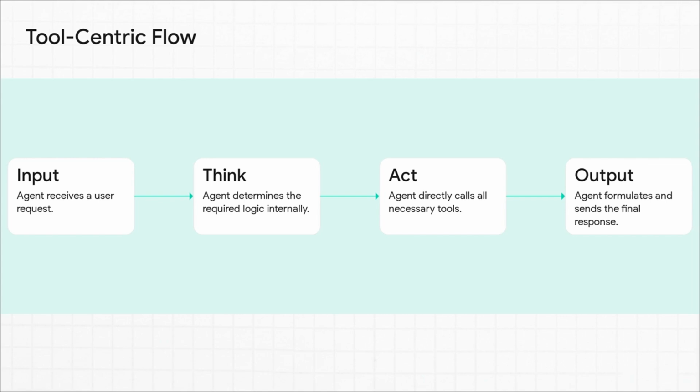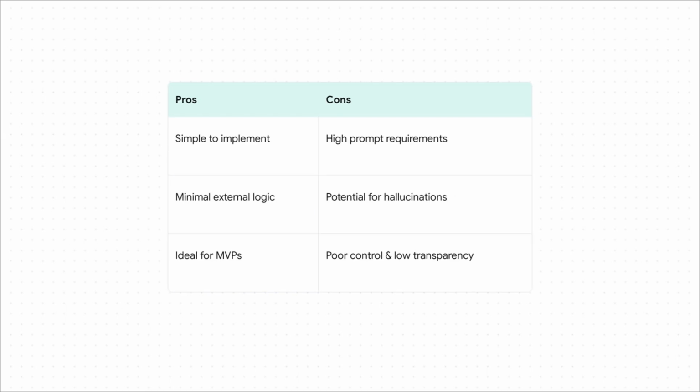Now, the big win here is how simple and fast this is to set up. It's absolutely perfect for a quick proof of concept or maybe a really basic assistant. But, and this is a big but, the downsides are pretty serious. You have almost no control over it. It's a nightmare to debug when things go wrong. And you're completely at the mercy of your prompt. If that prompt isn't perfect, you risk hallucinations, where the AI just makes stuff up or does weird, unpredictable things. And that's a huge risk for any real business process.